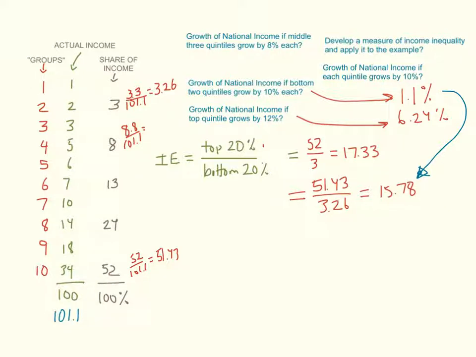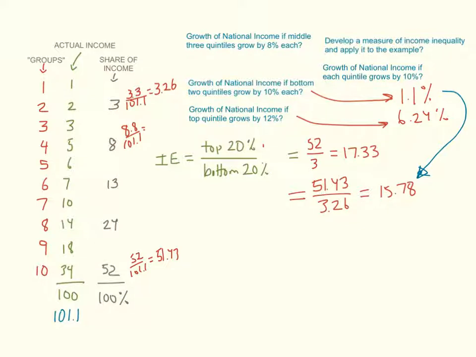Suppose I went ahead and did the income inequality measure for when we have growth of national income when only the top quintile grows by 12%. If I do that, let me just erase these things first of all. It's going to be maybe a little difficult to do, but let's just recalculate it.